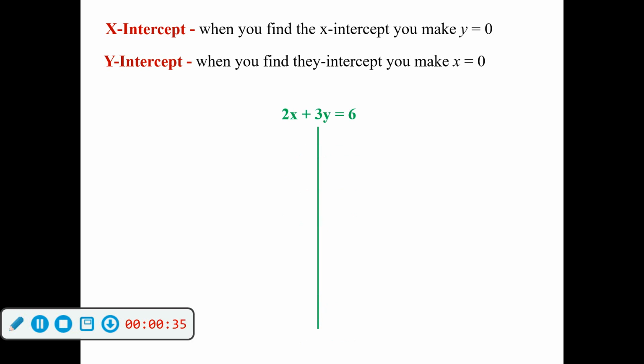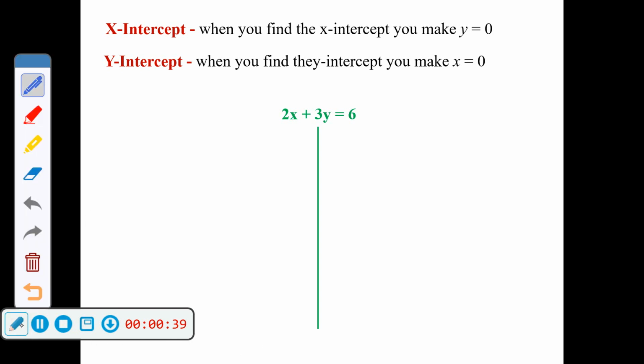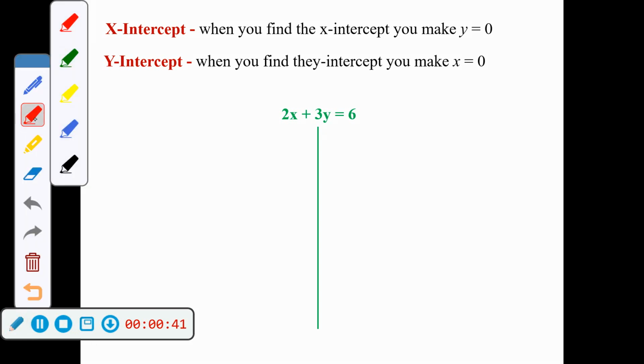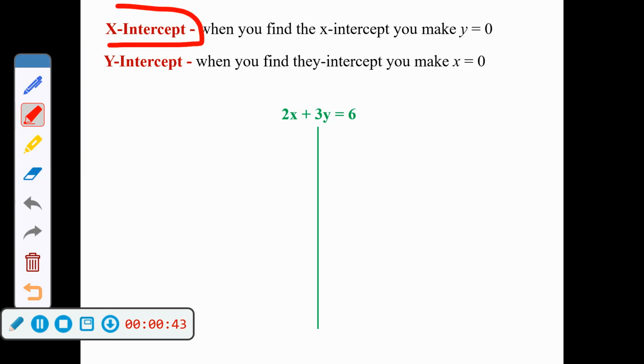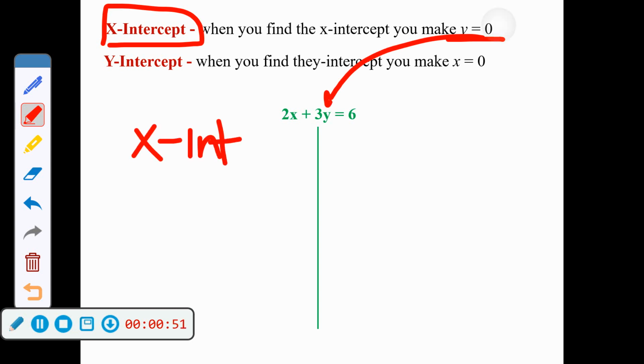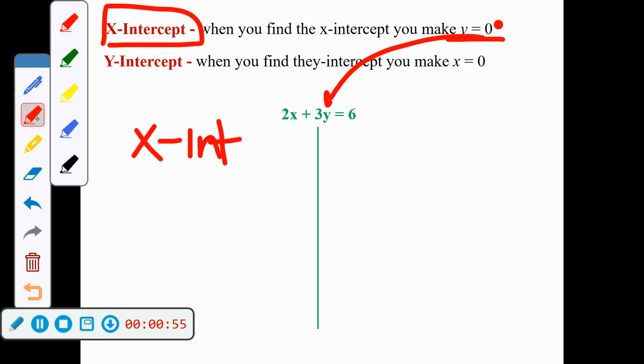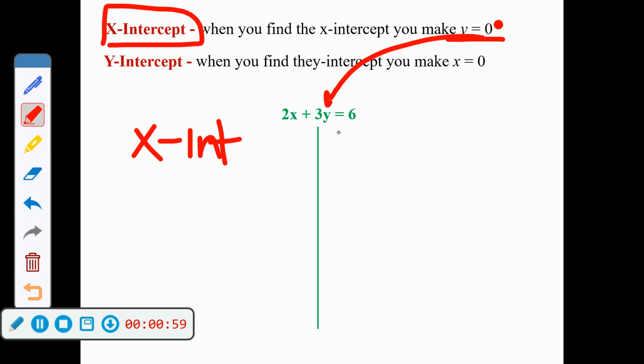Let's find the x-intercept. That means y has to be 0. So if I plug in y, I know I'm going to find the x-intercept over here. I know 3 times 0, when y is equal to 0, is equal to 0.